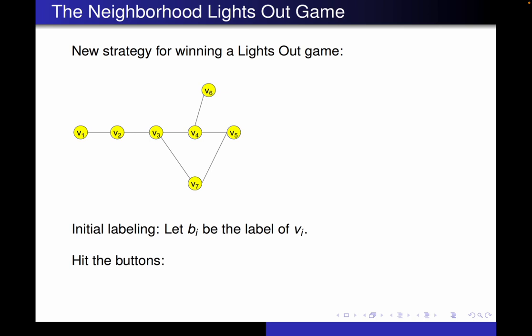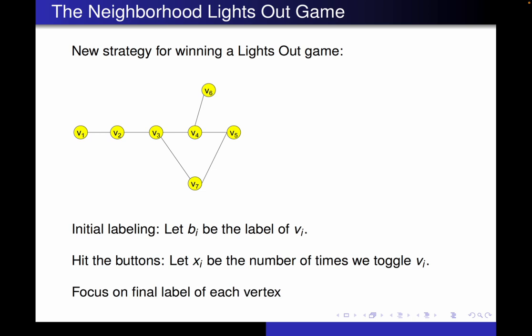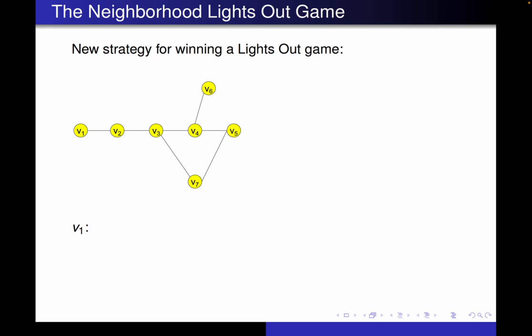Now, we're going to be a little bit careful about hitting the buttons. We're not going to commit to a number for each vertex. We're going to just say that xi is the number of times we toggle Vi, and then at the end, we'll see if we can tweak those xi's so that all the labels are 0. Each time, we're going to look at the vertices individually to see what their final label is, and put all that information together to see if we can make all those final labels equal to 0. So we'll start by focusing on V1.